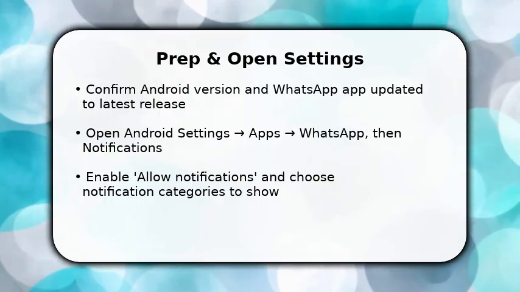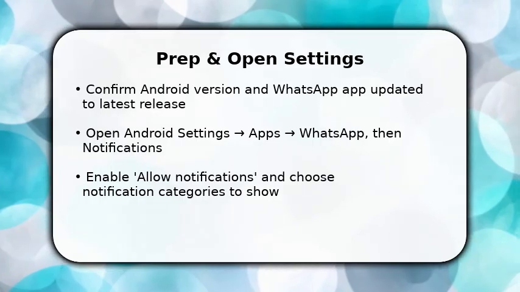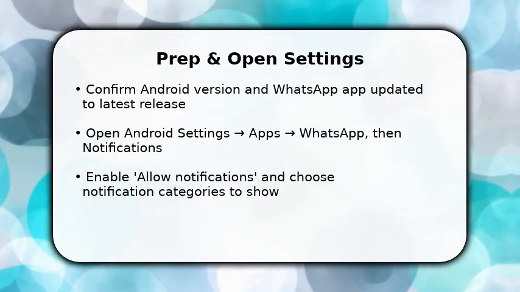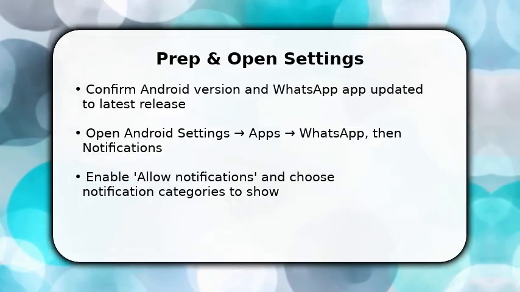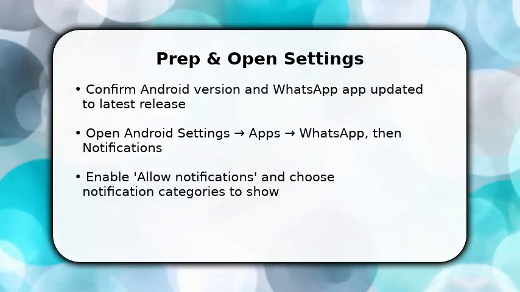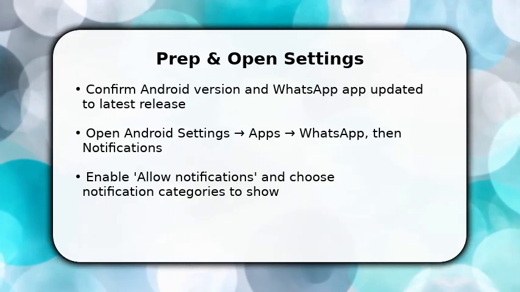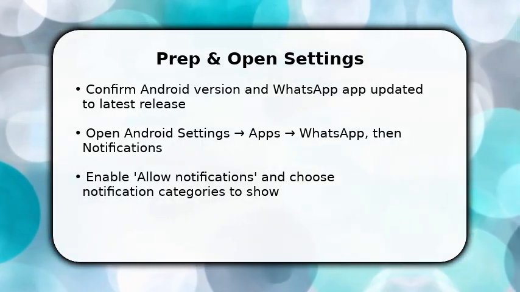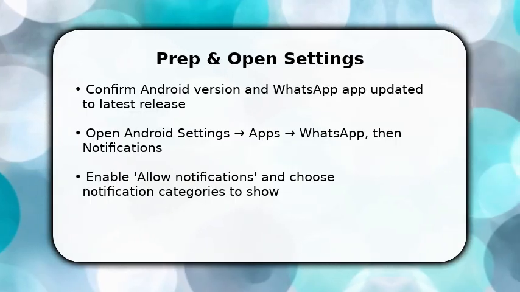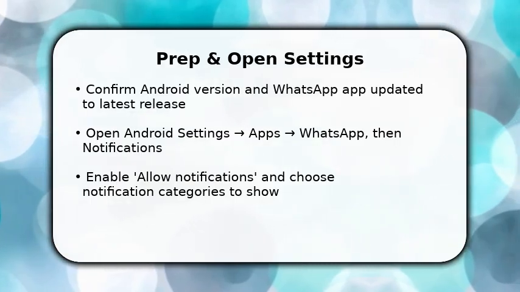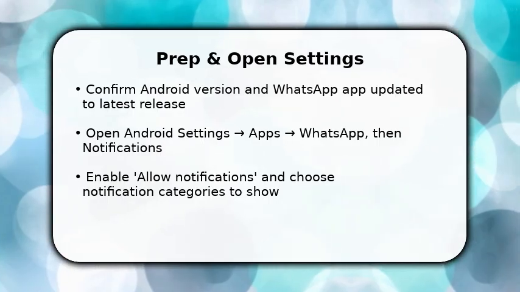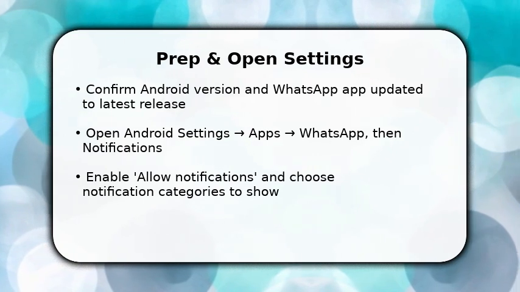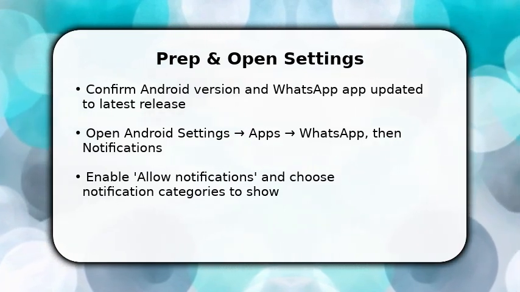You start by confirming prerequisites. Make sure your phone and WhatsApp are updated so notification options exist. Once done, open Android settings, tap Apps, and select WhatsApp. You need to enable Allow Notifications at the top. This permits any channel to push alerts. Make sure you can see notification categories like Messages, Groups, and Calls. These are where you'll control behavior. Doing this first prevents missing toggles later and ensures that subsequent per-chat settings will actually take effect.